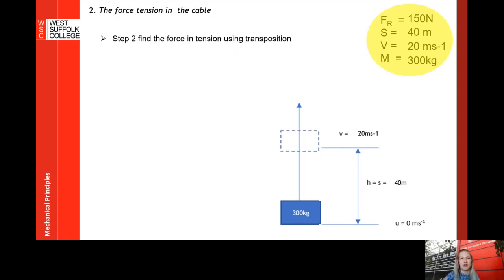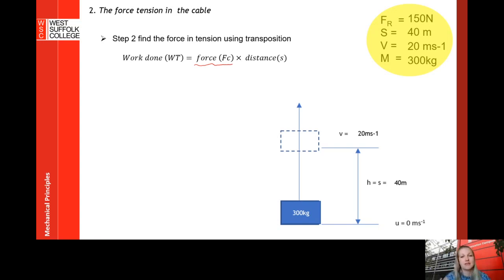So moving on, the next bit is finding the tension that is in that particular cable. The first part that we are going to do to that is we're going to transpose the equation. The equation being for force, we are going to use our work done equation. Work done being force times distance. The easiest way to transpose this is to simply look at the value that you want to find and then divide each side of the equal sign by the other part that you don't need. And in this case, we are looking for our force.